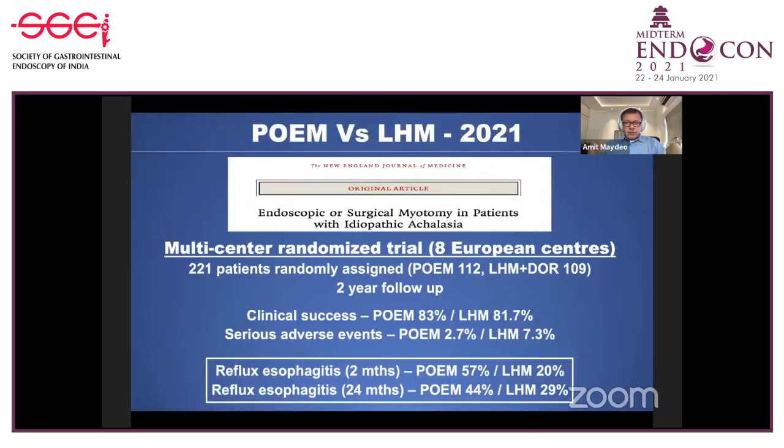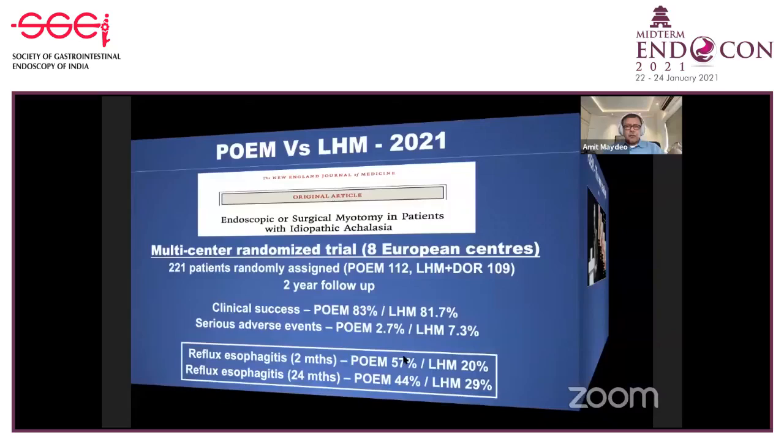The only problem which this paper shows us is that with POEM, you're likely to have increased incidence of abnormal acid exposure and reflux. At 2 months, interestingly, the POEM reflux was seen in 57% as against 20% in LHM. Whereas in 24 months, when you followed these patients for 2 years, this reflux incidence after POEM has in fact reduced from 57% to 44%. And in LHM, it has increased from 20% to 29%. So now we have to just carefully see these statistics, very, very important when we start talking about this.